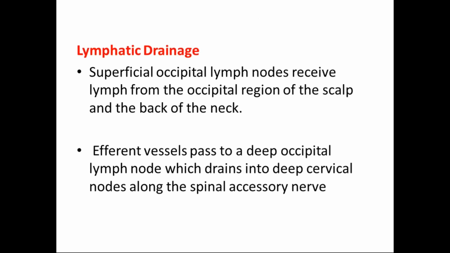So lymphatic drainage. Superficial occipital lymph nodes receive lymph from the occipital region of the skull and the back of the neck. Efferent vessels pass to a deep occipital lymph node which drains into deep cervical nodes along the spinal accessory nerve.